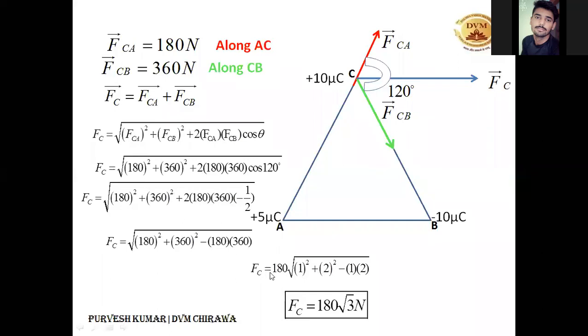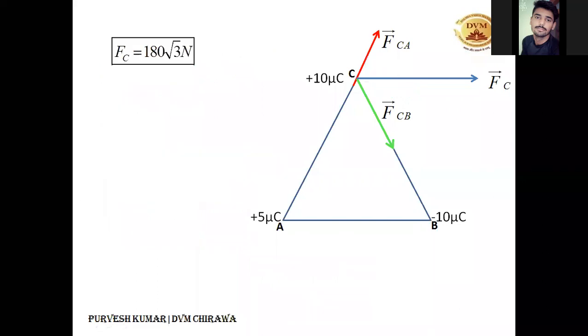So the net electric force on the charge placed at C has come out to be 180 root 3 Newton. Now, this was only the magnitude, but we were not able to solve the direction. We also need to specify what direction this FC is along.